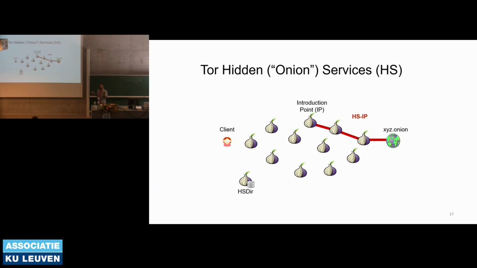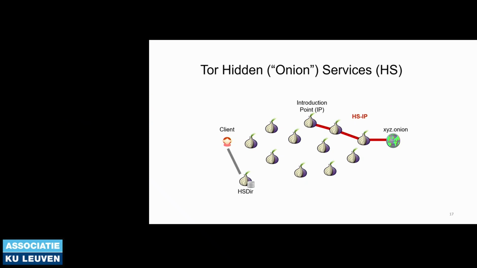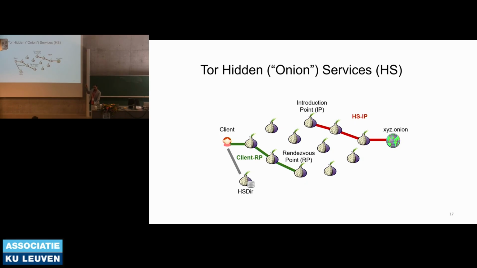Now a client wants to connect to you. The client would first query the hidden service directory, and then the client will not connect to the introduction point. The client will create a rendezvous point, which is another, different Tor circuit. The final point in the rendezvous circuit is an exit node. But again, this is not forwarding any packets yet. After creating the rendezvous point, the client will send the address of the rendezvous point to that introduction point.